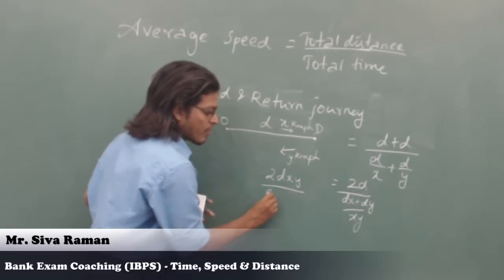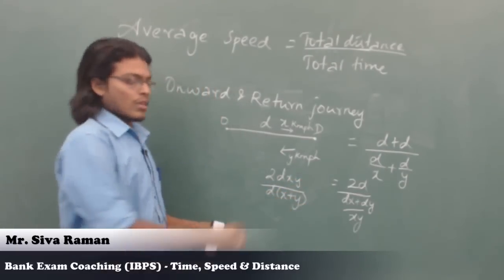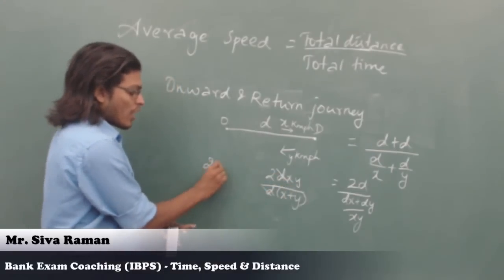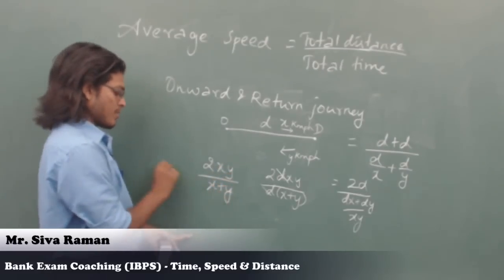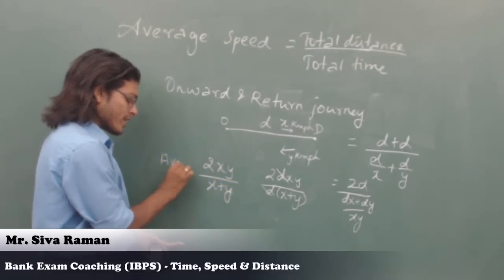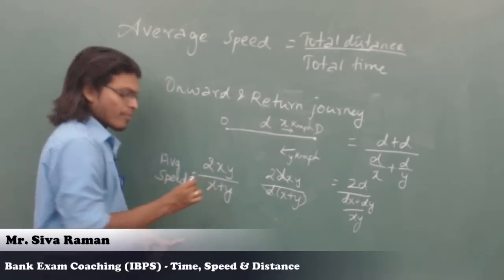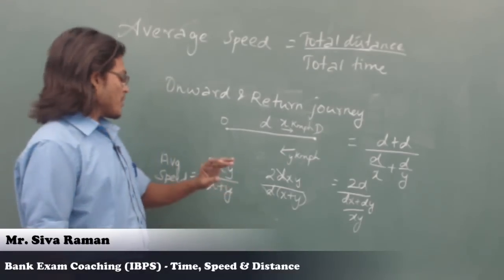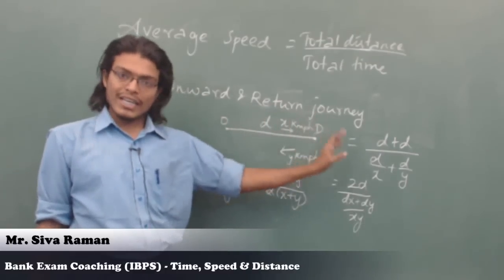2dxy divided by d into x plus y. So, you cancel the d terms and you get the average speed formula as 2xy divided by x plus y. The advantage of this formula is you don't need to know the distance, you don't need to know the time.